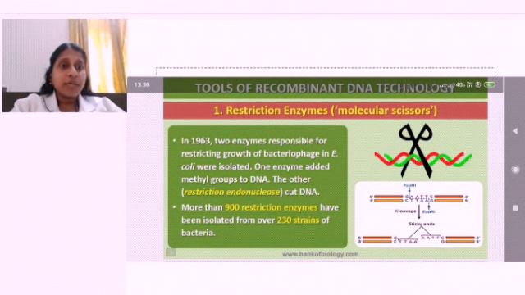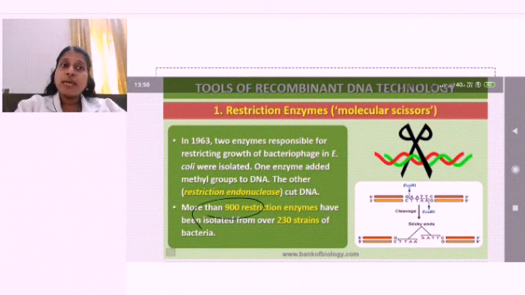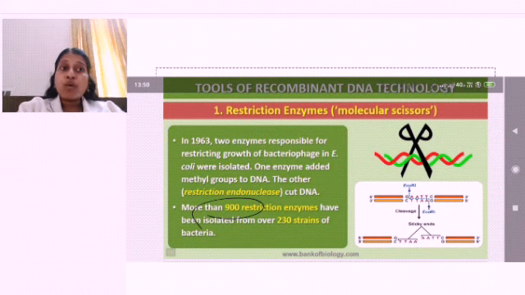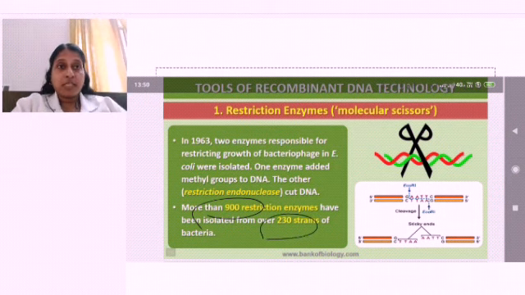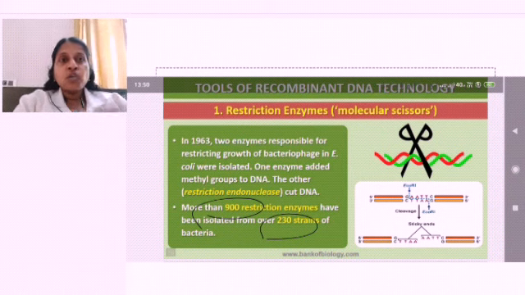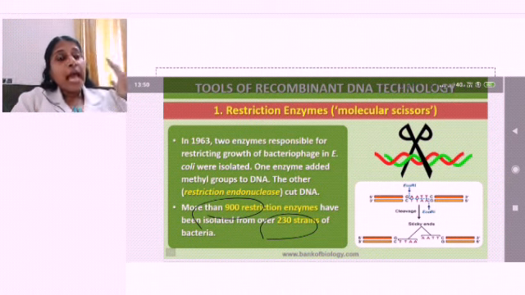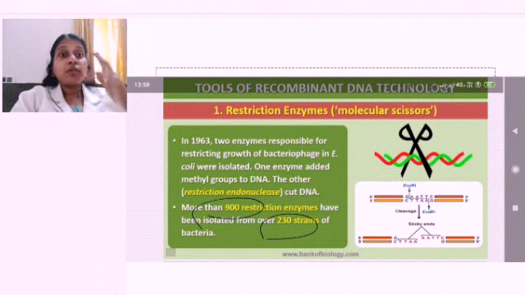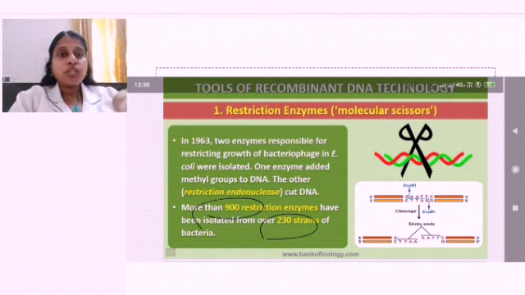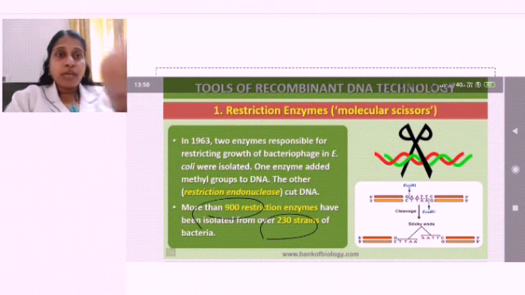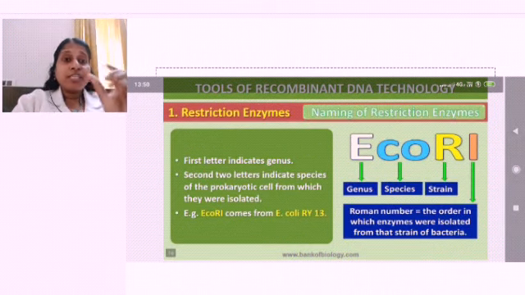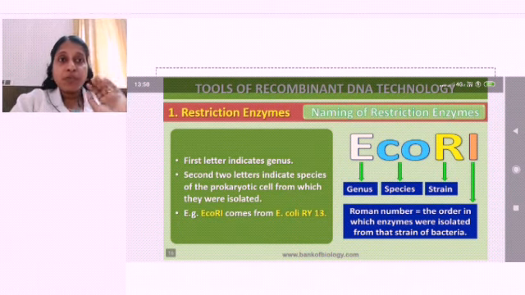Okay. Now when you see how many restriction enzymes were discovered, even now many are being discovered, right? So more than 900 restriction enzymes have been isolated from over 230 strains of bacteria. Strains, you know, different types. From there, many different types of restriction enzymes are produced, and each restriction enzyme has a particular site where it goes and cuts. Okay, that's why there are many different varieties of restriction enzymes, right? Now when we give a name to a restriction enzyme, I have to follow some rules. So what are the rules? That's what we are going to discuss next.